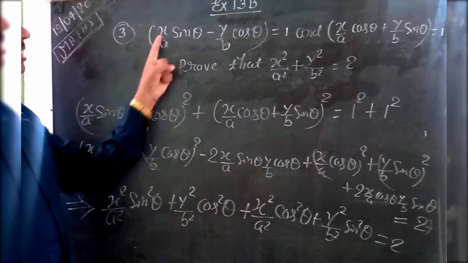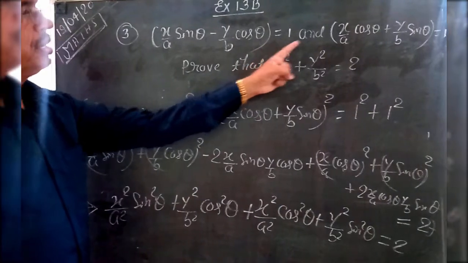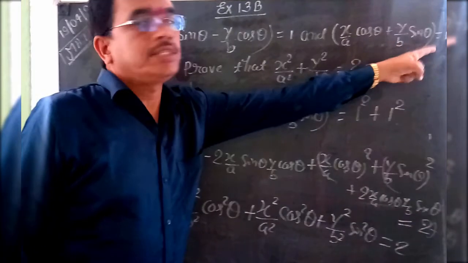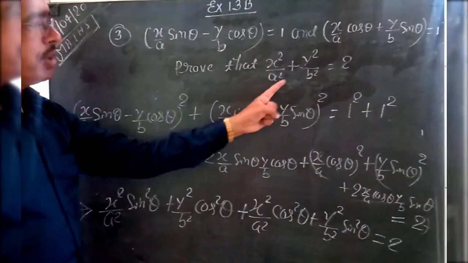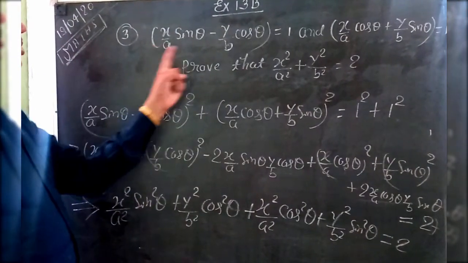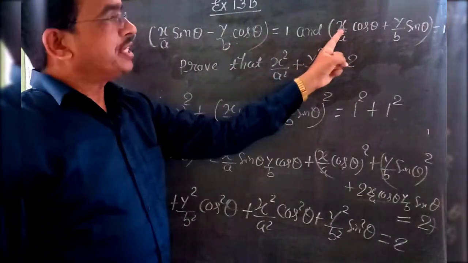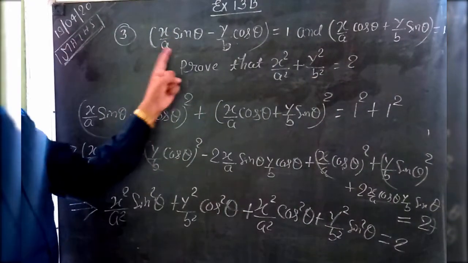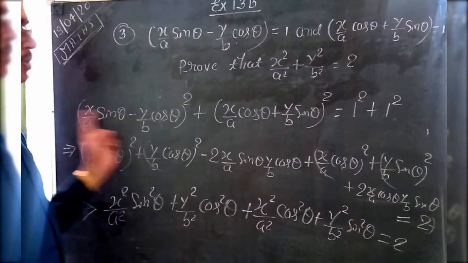Question is that x by a sin theta minus y by b cos theta is equal to 1, and x by a cos theta plus y by b sin theta is equal to 1. And you have to prove that x square by a square plus y square by b square is equal to 2. So students, first equation is this, x by a sin theta minus y by b cos theta is equal to 1, and second equation is this, x by a cos theta plus y by b sin theta is equal to 1. First we are squaring both sides of the equation and adding first and second both in one equation.